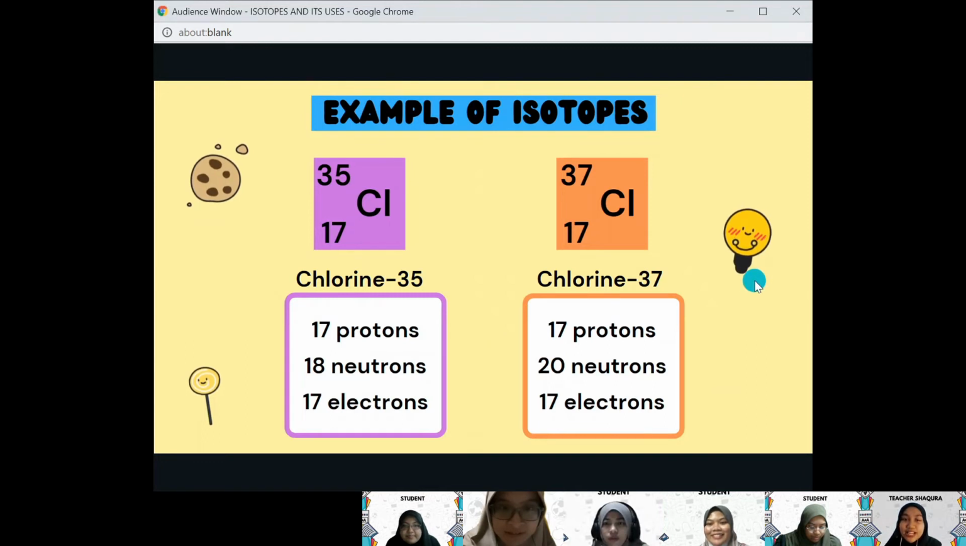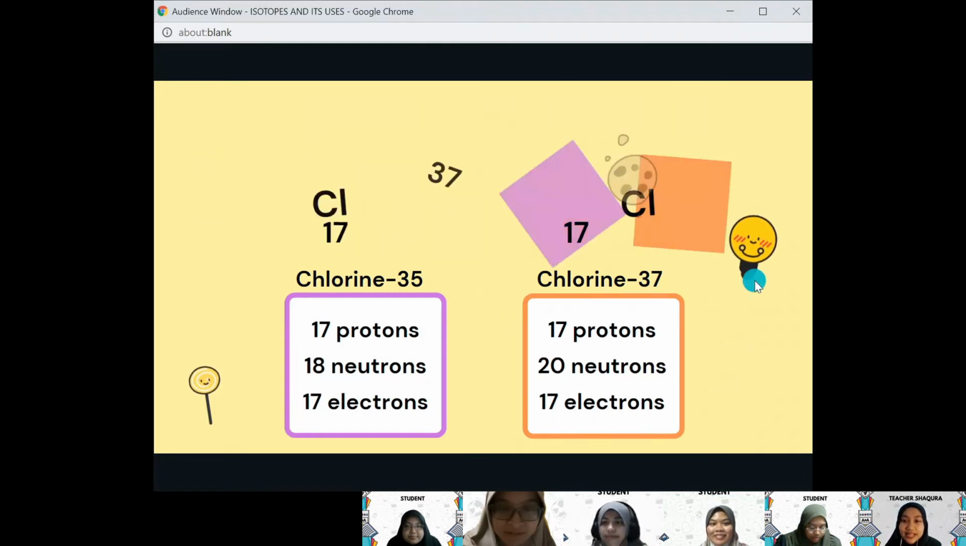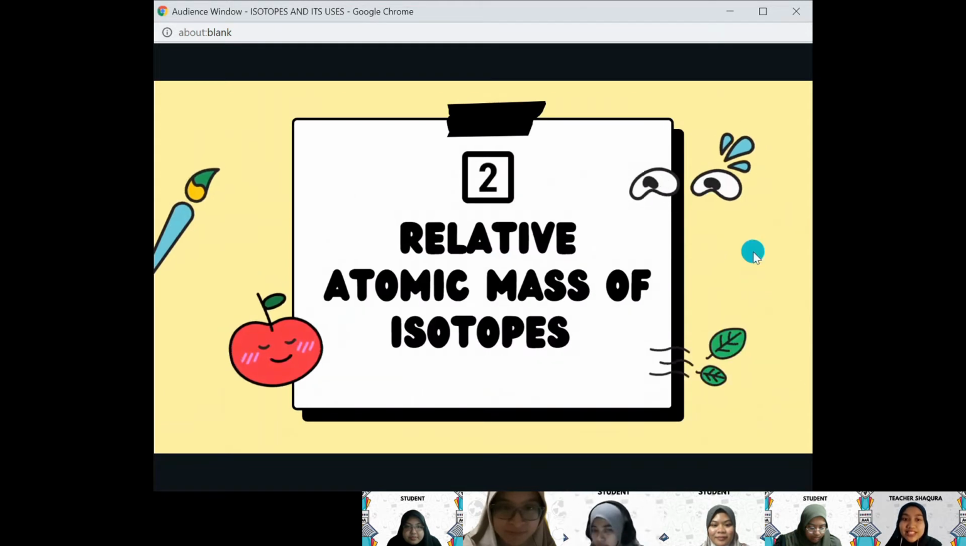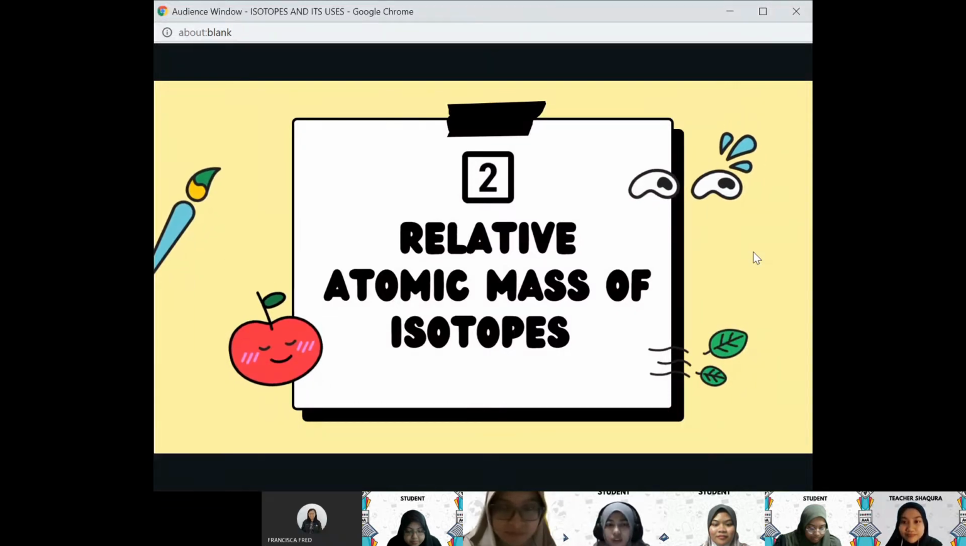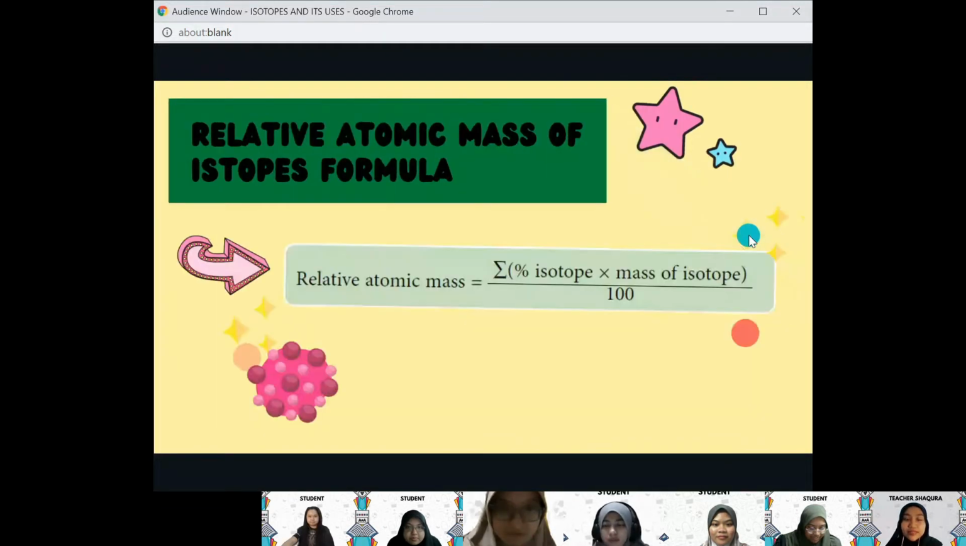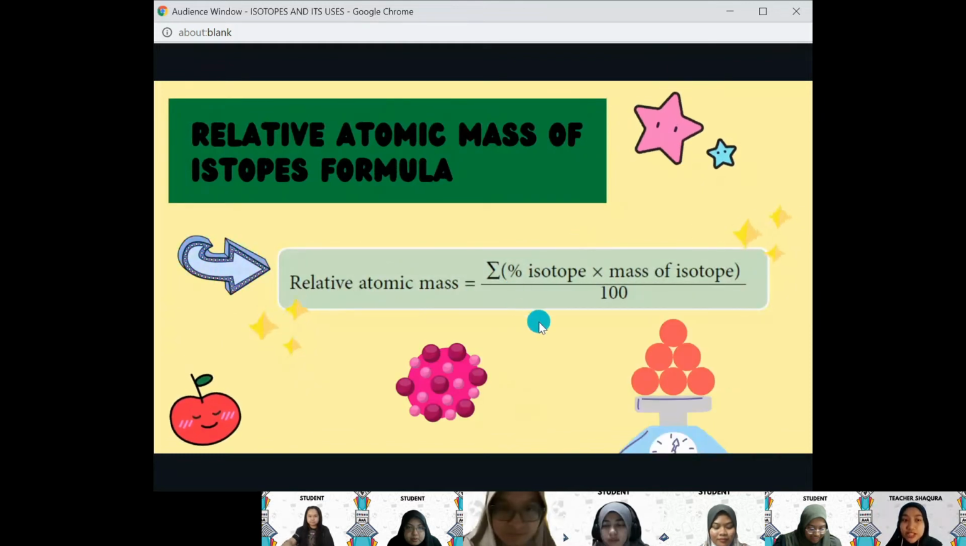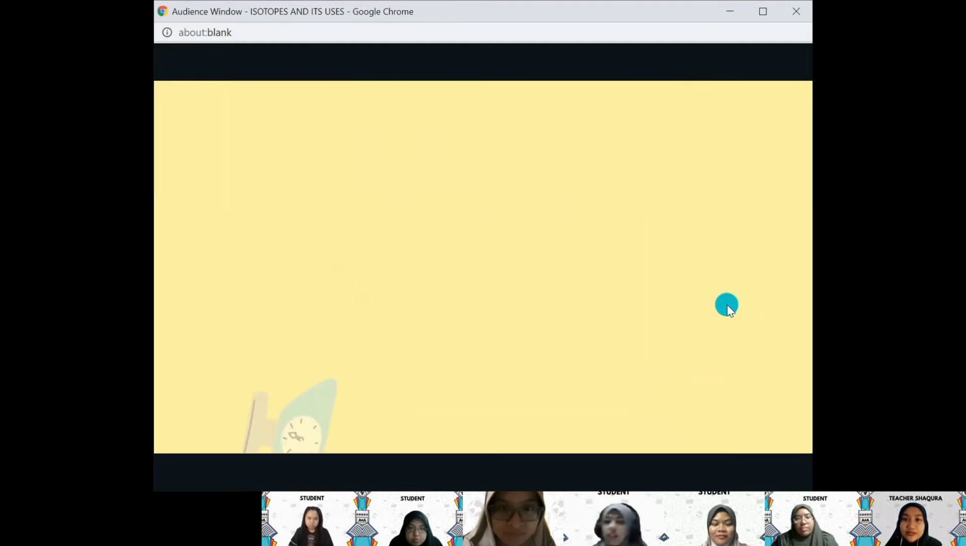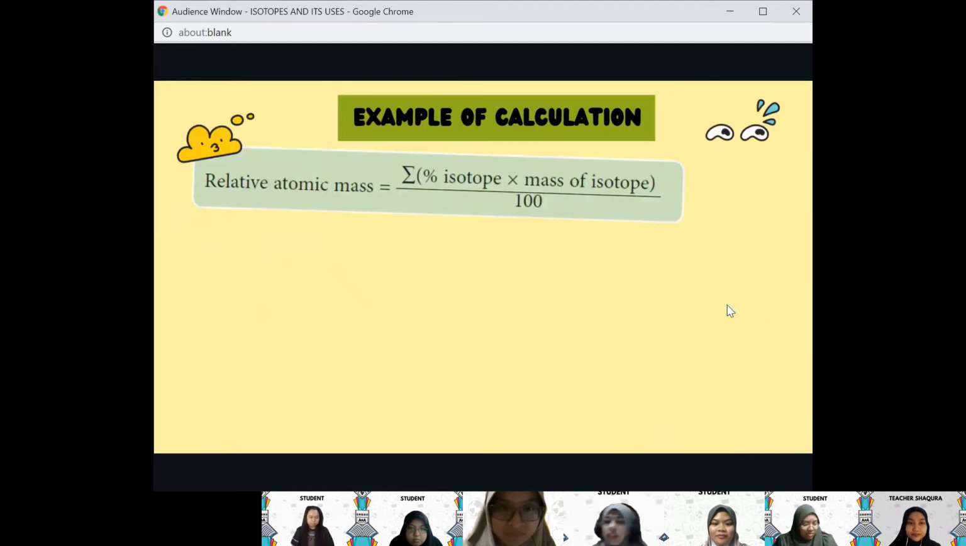Okay, as we have no question, then we can move to the next part, which is relative atomic mass of isotopes. For this part, we are going to do some calculation. This is the formula of relative atomic mass. The formula is the sum of percentage isotope times mass of isotope divided by 100. Now let's look at the first example.